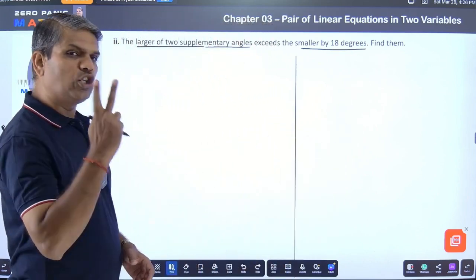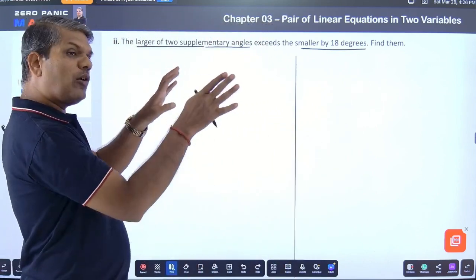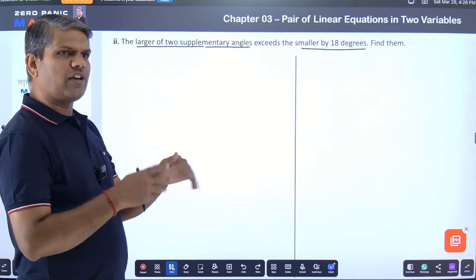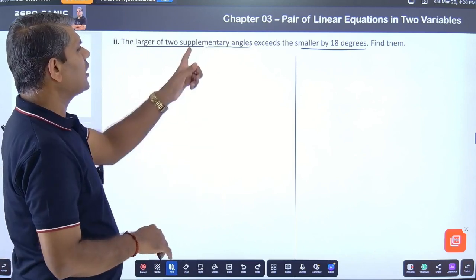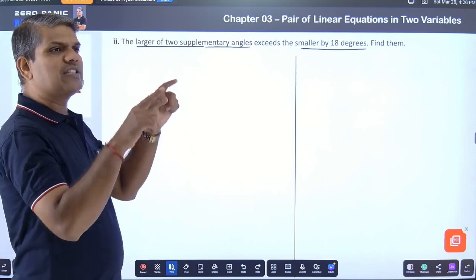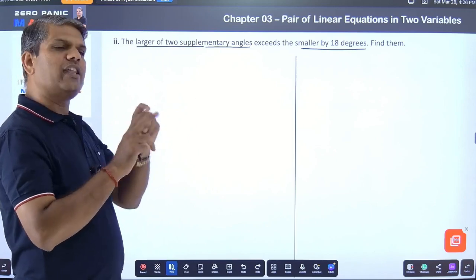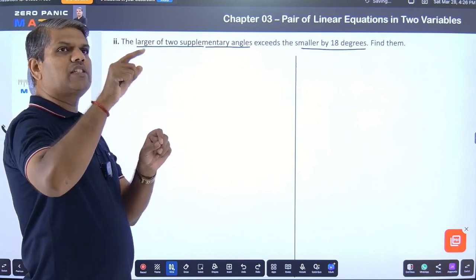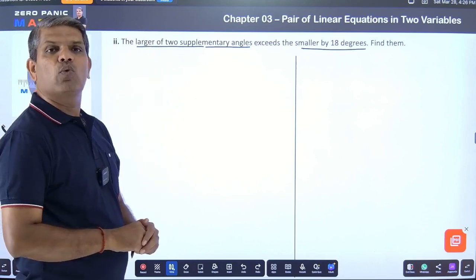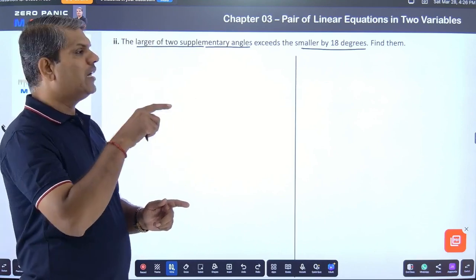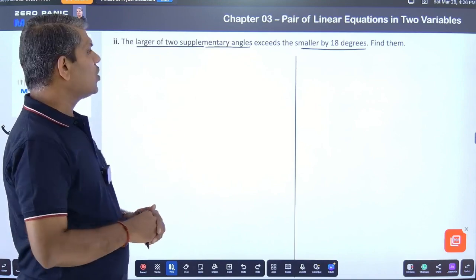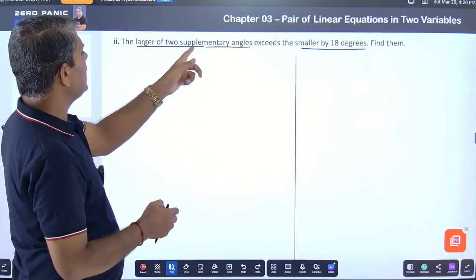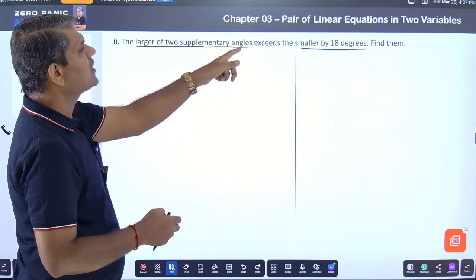So there are two angles, one is smaller and one is larger, and both are supplementary. If you remember, in class 8th or 9th, you might have studied what a supplementary angle is. In a geometric shape, two angles together are called supplementary when the sum of those angles comes to 180 degrees. So one piece of information to form an equation is hidden inside this statement, that it is a supplementary angle.